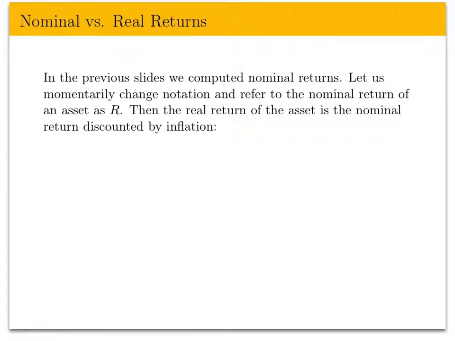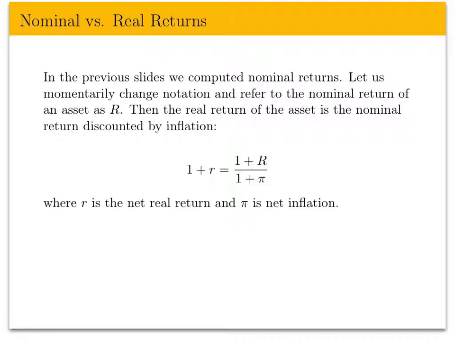So in the previous slides, we were computing nominal returns. And so I'm going to switch notation momentarily, and I'm going to call nominal returns capital R. So those previous returns that I was referring to as little r, we could call them now capital R, so that we know that they're nominal. Well, the real return of an asset is the nominal return discounted by inflation.